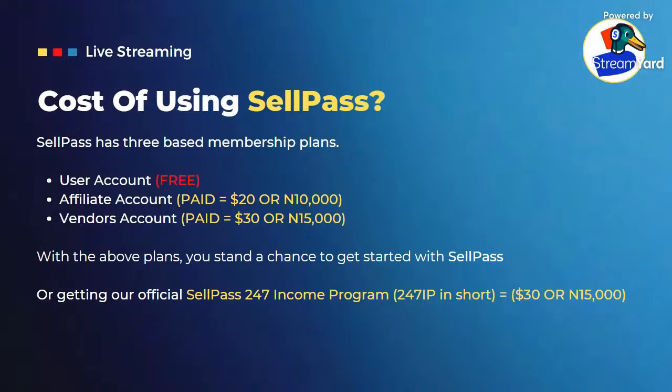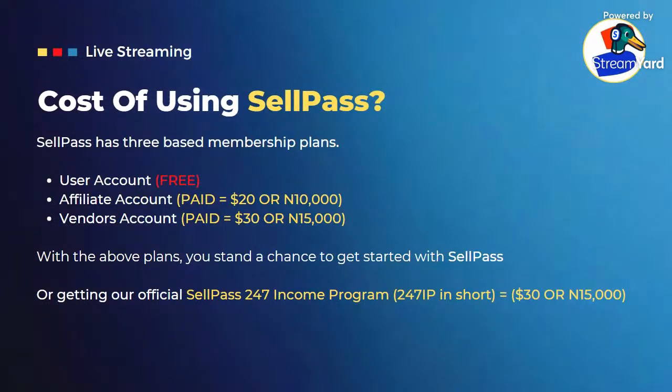Now, the affiliate account comes once you register with SellPass as a free user. You can upgrade to an affiliate user, or as well upgrade to a vendor user if you want your product to be available on the marketplace. The marketplace is available only for affiliates and vendors. When you upgrade from affiliate to vendor, you are going to get a master account. Because you started from a user account, upgraded to affiliate account, then upgraded to vendor account, you are going to have the master account.